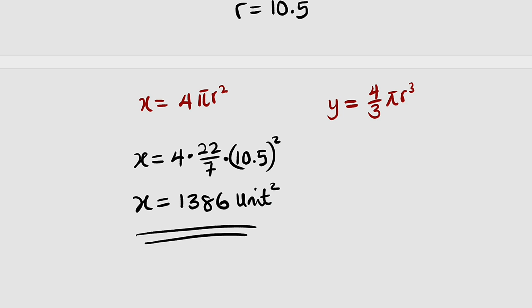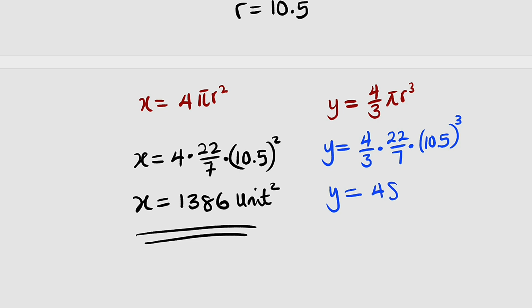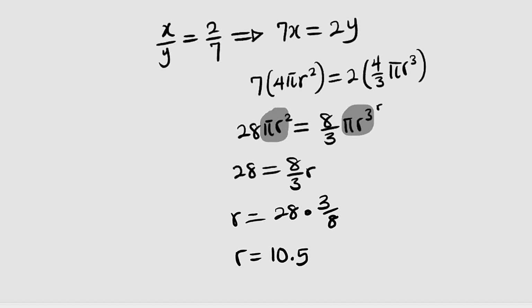And for y, we have y equal to 4 divided by 3 multiplied by 22 divided by 7, then multiplied by 10.5 raised to the power of 3. If you simplify all of this together, you're going to obtain y equal to 4,851 units cubed. So this is the value of y, while this is the value of x. Now let us move on to the B part.